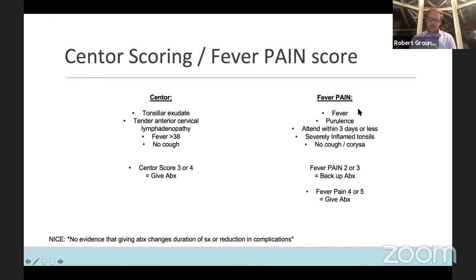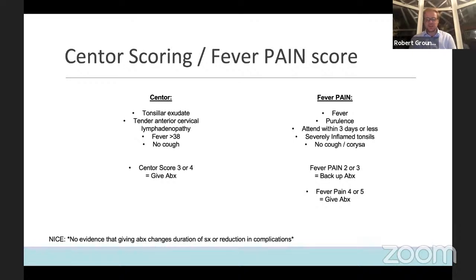Fever pain scoring, which you may have heard about, gives a backup prescription of antibiotics if they score 3, and gives antibiotics if they score 4 or 5. What's really interesting is that NICE have said actually you don't always have to give antibiotics if you've got a low FeverPAIN or Centor score.